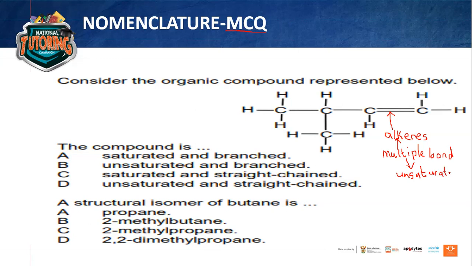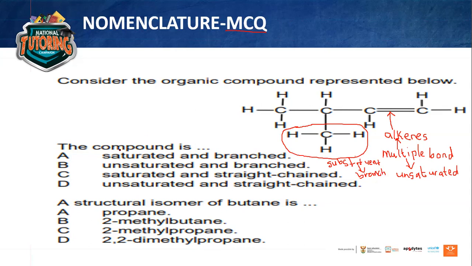Right. And what else can I see in this molecule without going anywhere? I can see there, my dear learners, I have a substituent. In other words, when I have a substituent, I know that it means I have a branch.